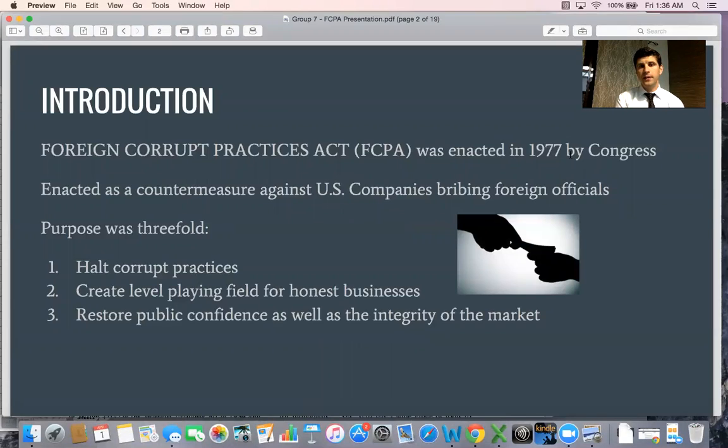So the FCPA was enacted by Congress in 1977. It was enacted as a countermeasure against U.S. companies bribing foreign officials. It has a threefold purpose: halt corrupt practices, create a level playing field for honest businesses, restore public confidence, as well as the integrity of the markets.